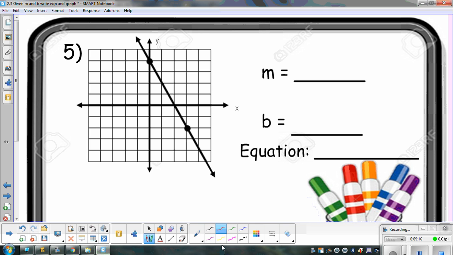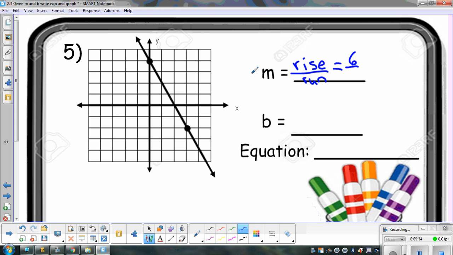Well, if you remember from a graph, slope is the same as rise over run. So the question is, how much do we rise and run from one point to the next? We rise 1, 2, 3, 4, 5, 6.